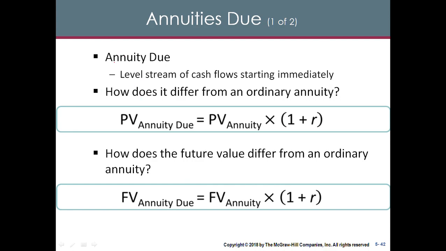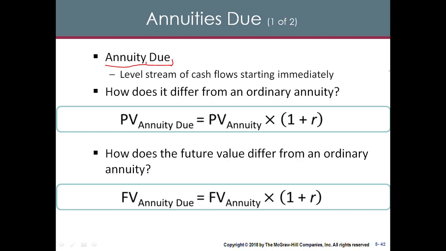Some other concepts here are related to annuities. The first one is called annuity due. Now you have to note that by default, annuity refers to the payment starting at the end of the first year. But sometimes, if you want to calculate the payment to be starting immediately, the term you use is annuity due. It is a level stream of cash flow which starts immediately.